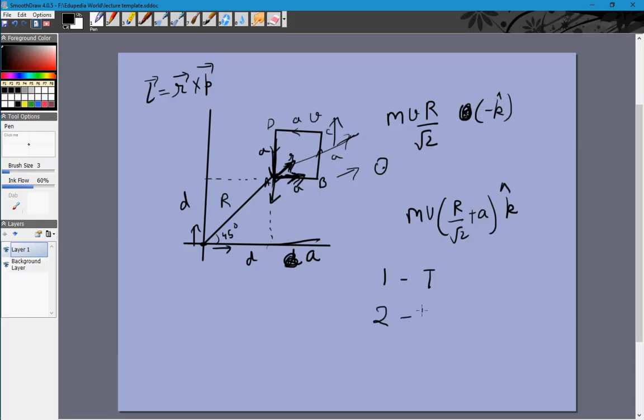The second option is false, because it is not r by root 2 minus a, it is r by root 2 plus a. The third option is true, and the fourth option is false as well, because it is not k cap, it should be minus k cap. And we are asked in the question which of the following statements are false.